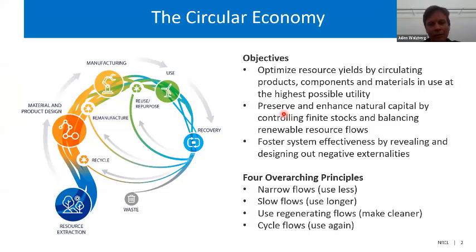The objectives of the circular economy, or CE, is to optimize resource yields by circulating products, components, and material that are in use at their highest possible utility. It also aims at preserving and enhancing natural capital and fostering system effectiveness by designing out negative externalities. In order to do that, the circular economy relies on four overarching principles: narrowing flows, so using less materials and products in the first place; slowing flows, using those materials and products for longer; regenerating flows, so for instance, using renewable energy or biosourced materials; and finally, cycling flows, so recycling materials or at least recovering some energy from them at the end of life.